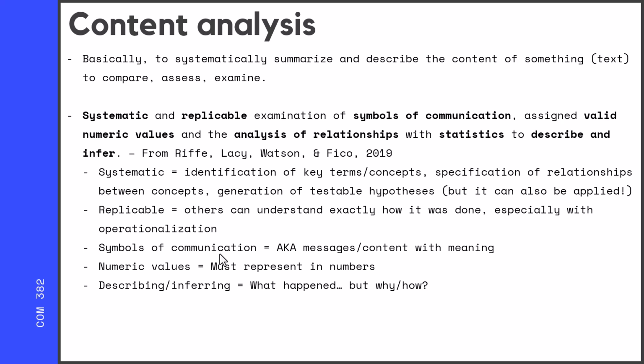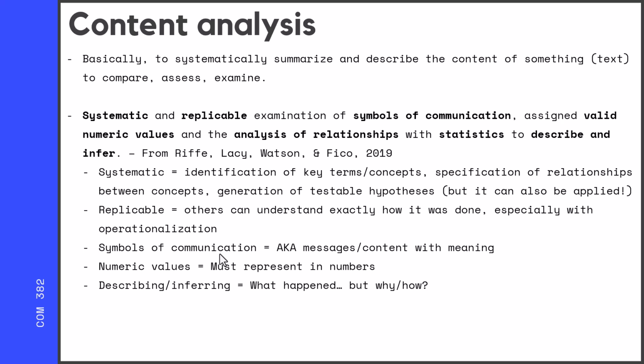What do they mean by systematic? We've talked about systematic in this class before, about how science needs to be systematic. This is the identification of key terms and concepts and being very specific about what you mean by relationships between concepts, and also potentially generating testable hypotheses, although there certainly are examples of content analyses that don't have hypotheses and are more applied.